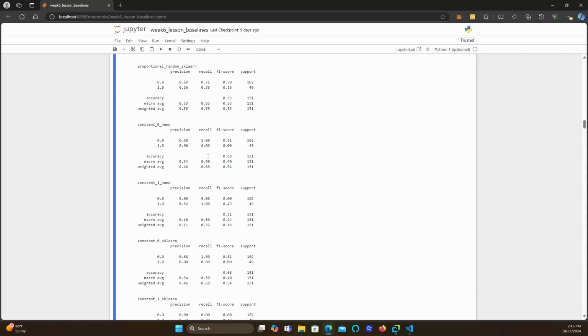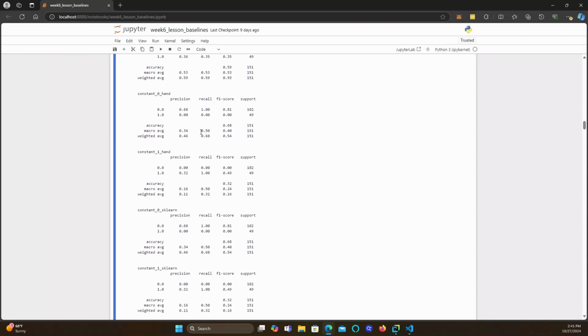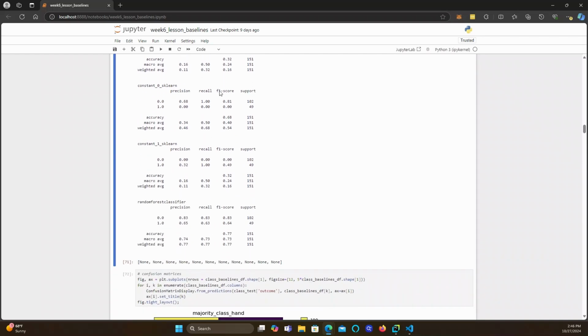much closer to what we really want. Now, the constant zero baseline is actually exactly the same as the majority class baseline. And the constant 1 baseline is sort of flipped, the opposite. We had only 32% accuracy, but now we've got perfect 100% recall on the positive class. So we're capturing everybody that has diabetes by just guessing that everybody has diabetes. And it goes on like this.